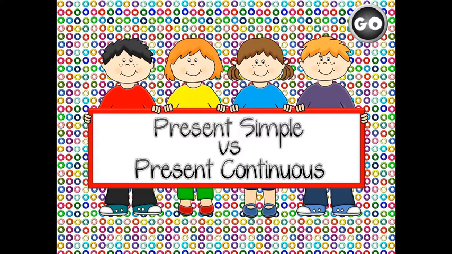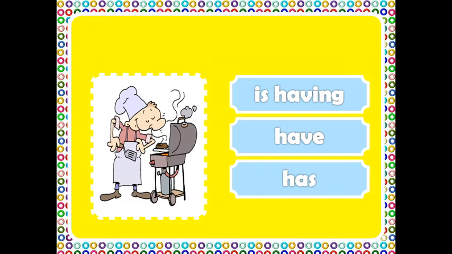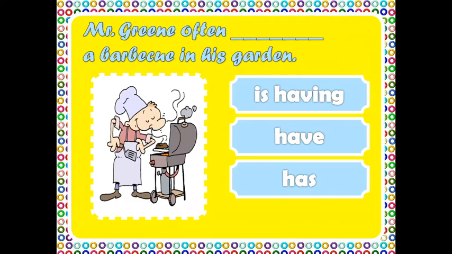So here we have a little game. So we are going to choose if we are using the present simple or the present progressive or continuous. So in this case, we have: Mr. Greeny often, we have in space, a barbecue in his garden. So pay attention to this sentence we have here. So give me a clue word that indicates what is the tense that we need to use. So what is the clue that we have here?